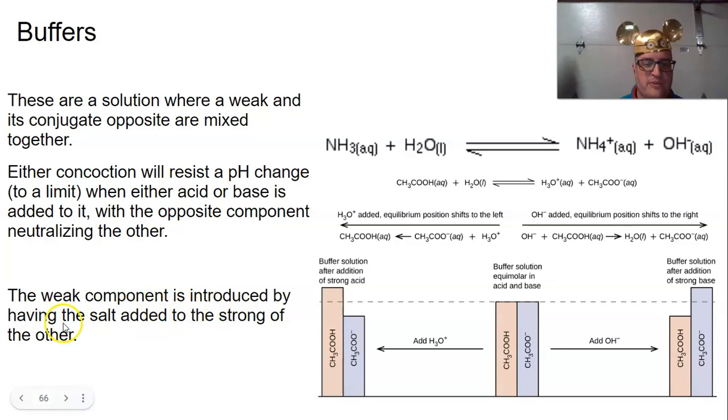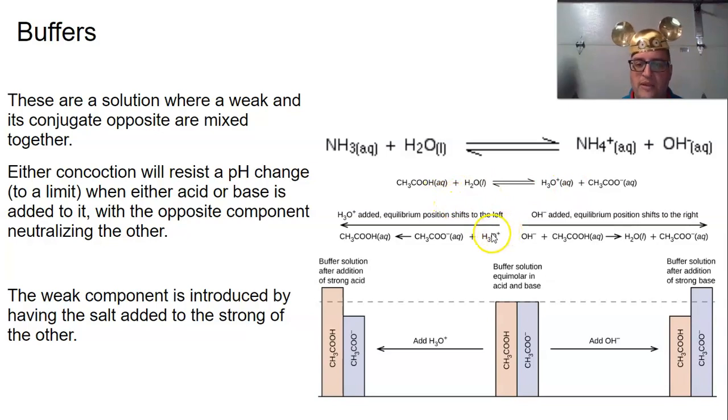The weak component is introduced by having the salt added to the strong of the other. So for example, a couple methods we have here. If I had a weak base, I would add some ammonium salt in order to balance that out and actually create a buffer. If I have acetic acid, a weak acid, and I wanted to make a buffer, I would add sodium acetate, let's say. And this would be, of course, the net ionic equation in order to make a balance between these two. Because what this does is it creates hydronium to react with hydroxide, and the weak acid can also react with hydroxide in case that's added in order to balance back.